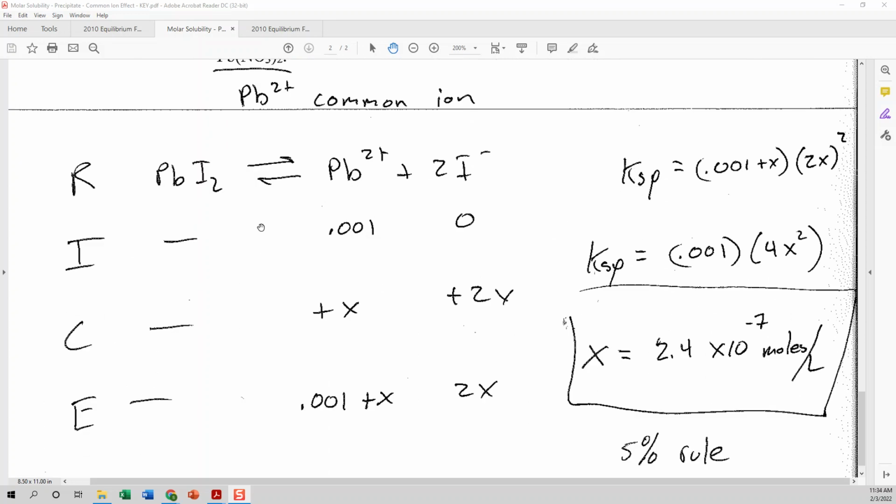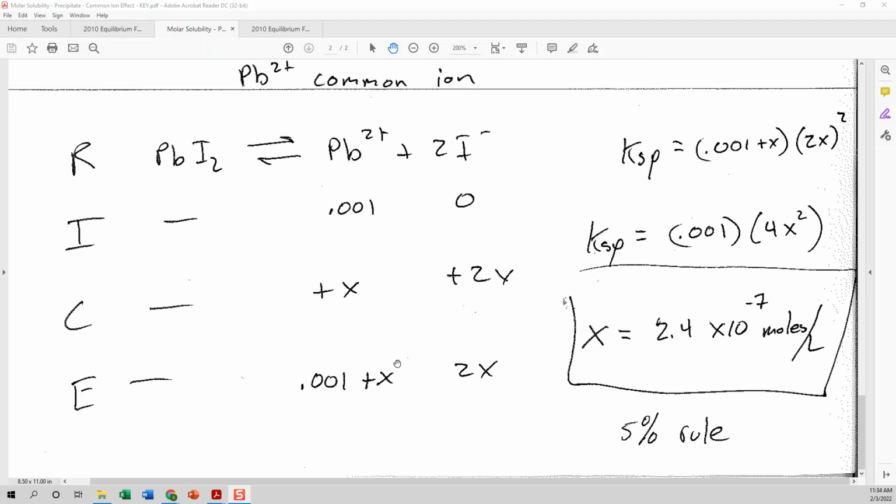So that's what we would be plugging in here. But since we're in the presence of a common ion, we'll make our RICE chart again. And we'll say 0.001 and 0 and plus X and plus 2X, okay? But at equilibrium, this will be 0.001 plus X and this will be 2X, okay? So we plug these into the expression. So we got the iodide concentration, which is 2X, but we got to square it because of that coefficient. And that is the lead concentration. We're going to use the 5% rule. We're going to get rid of that X because we're assuming that X is so small compared to that number. Even though that number's small, this number's going to be a lot smaller. We can just get rid of it. And so we have Ksp equals 0.001 times 4X squared. And if we solve for the molar solubility, boom, we got it.